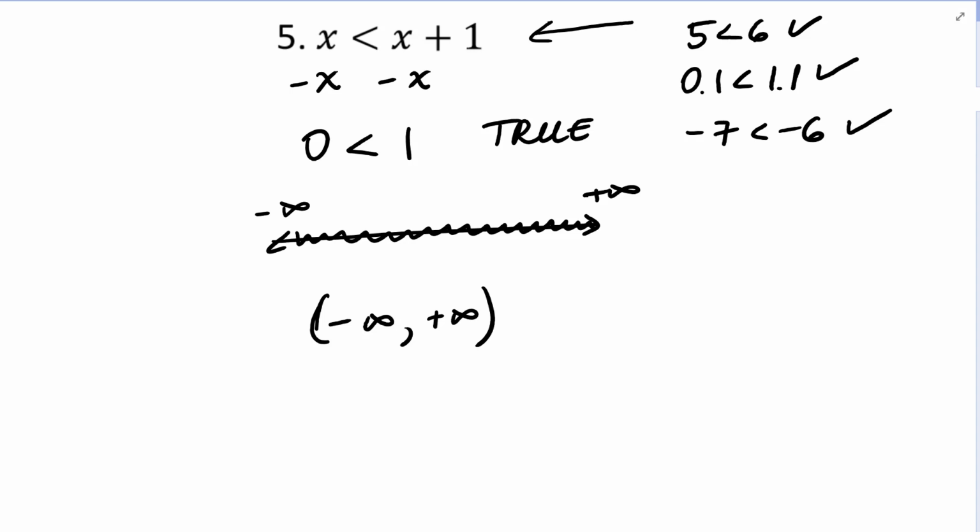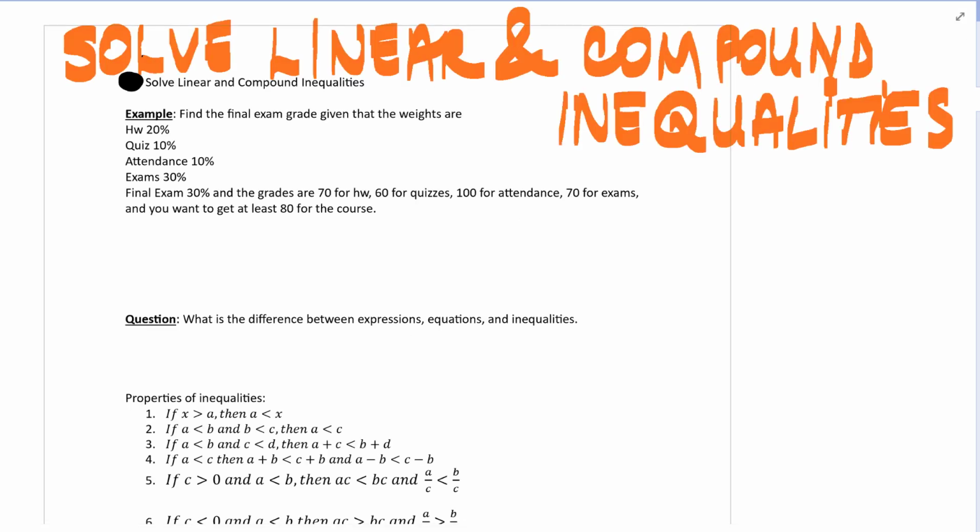Let's solve an application problem. Let's say you want to find the final exam grade given that the weights are for homework 20%, for quiz 10%, for attendance 10%, for exams 30%, and final exam 30%. And the grades are 70 for homework, so all your homeworks together divided by how many you have, average to 70.